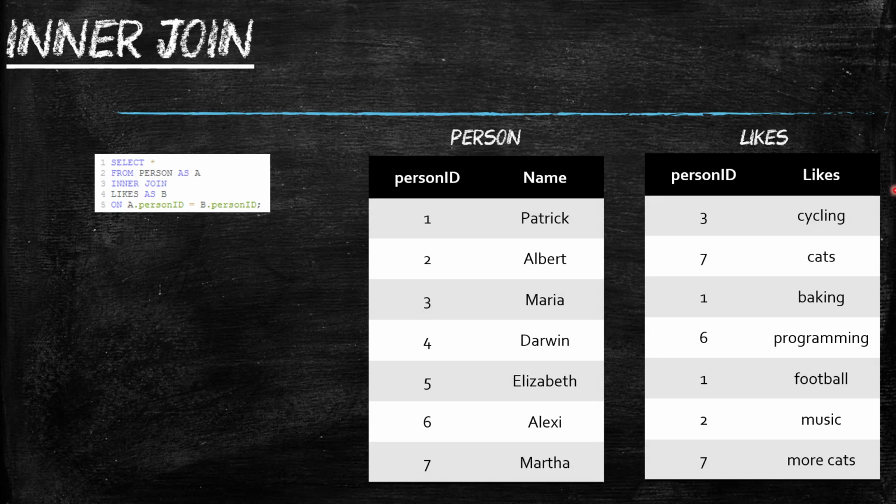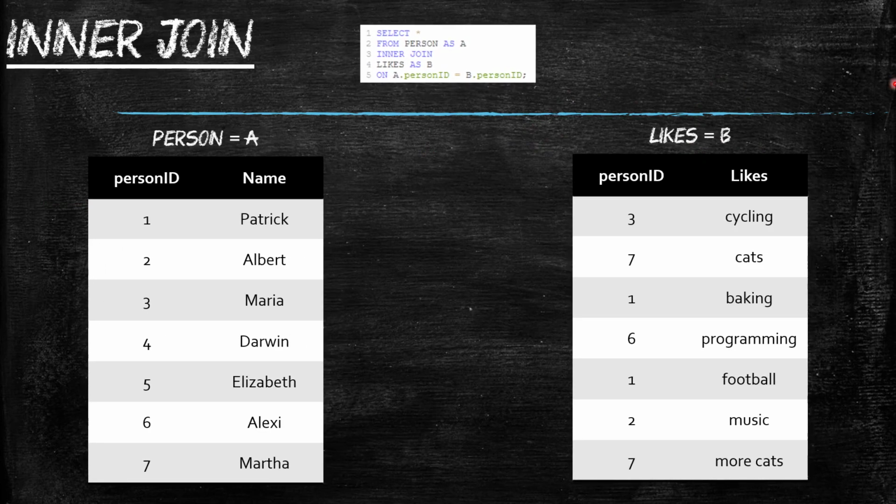So the inner join query is going to look like this. In this case, we're going to select star, which will select all columns. From person as A, which means we can refer to the person table as a variable A. And then we inner join likes as B, so likes can be referred to as B. And then we say on A.personID equals B.personID. So A will be the table name, in this case person, but we can refer to it as A. And then .personID will tell us which column. So this is where person IDs will match from person and likes.